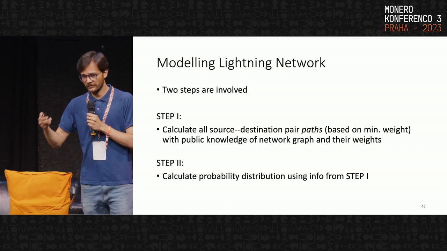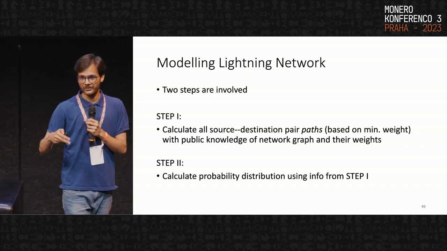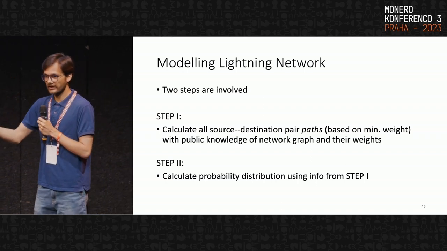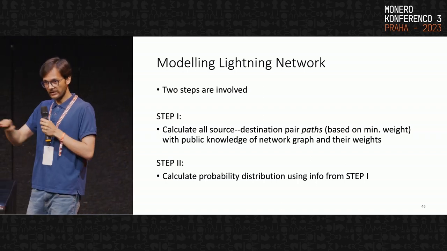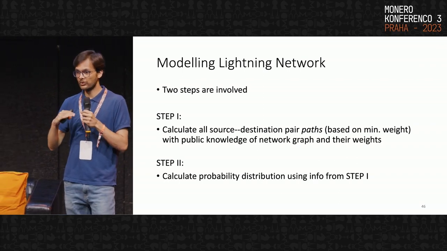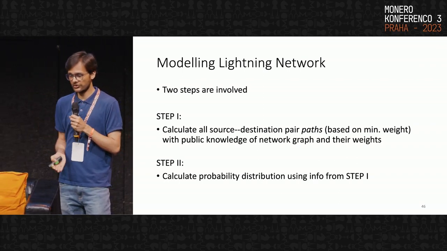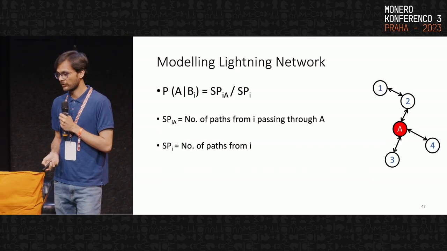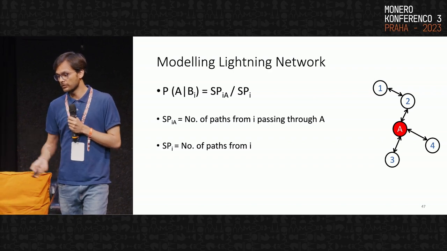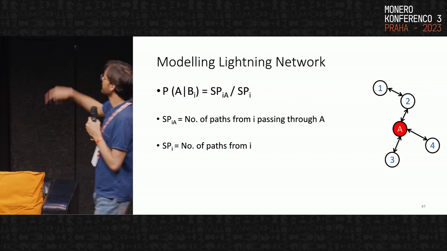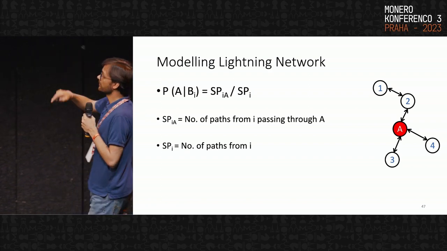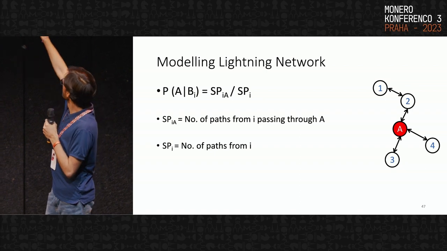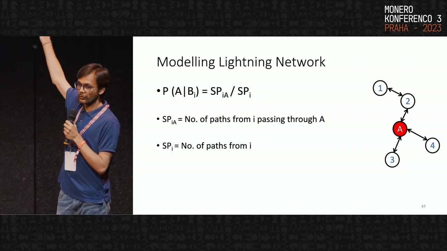And how did we do that? We had two steps. In the first step, we calculated the all-to-all, that is, all source to all destination, best paths in the network, assuming that they perform the lowest amount of transaction, let's say 1 satoshi or 1 millisatoshi. And once we have these all-to-all source-destination paths, we do some analysis. What is that analysis? Essentially, we needed to compute this probability P(A | B_i). In this case, it can be calculated by something like this: SP_i and SP_i, where SP_i is the number of shortest paths for node i that go via adversary A.